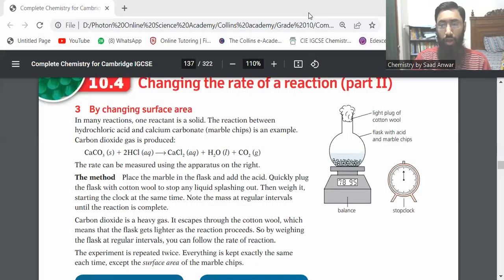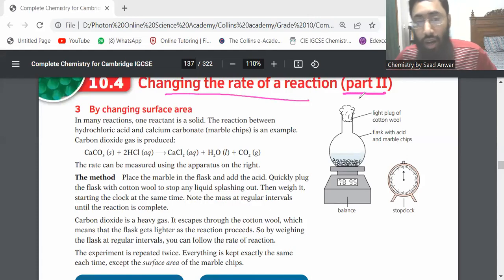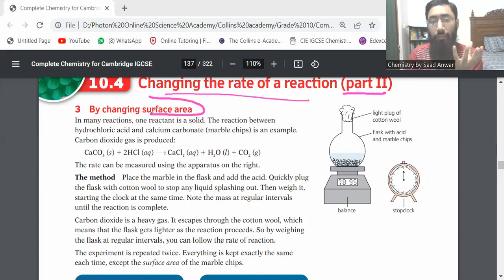So guys, what we are discussing today is changing the rate of reaction. This is part 2. I have uploaded part 1. I suggest you do watch part 1 as well. In today's topic, we will talk about how the reaction rate is affected when we change the surface area. It means by changing surface area, how does this influence the rate of reaction? You can read from this book.